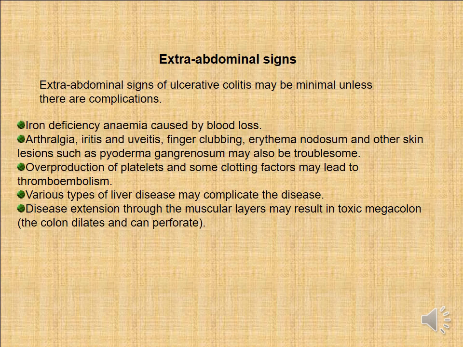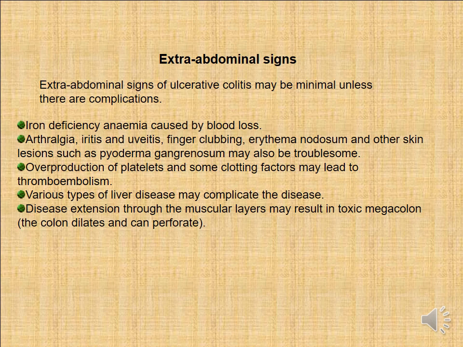The extra-abdominal signs of ulcerative colitis may be minimal unless there are complications like iron deficiency anemia caused by blood loss, arthralgia, arthritis, uveitis, finger clubbing, erythema nodosum, and other skin lesions such as pyoderma gangrenosum. Overproduction of platelets and some clotting factors may lead to thromboembolism. Various types of liver disease may complicate the disease.